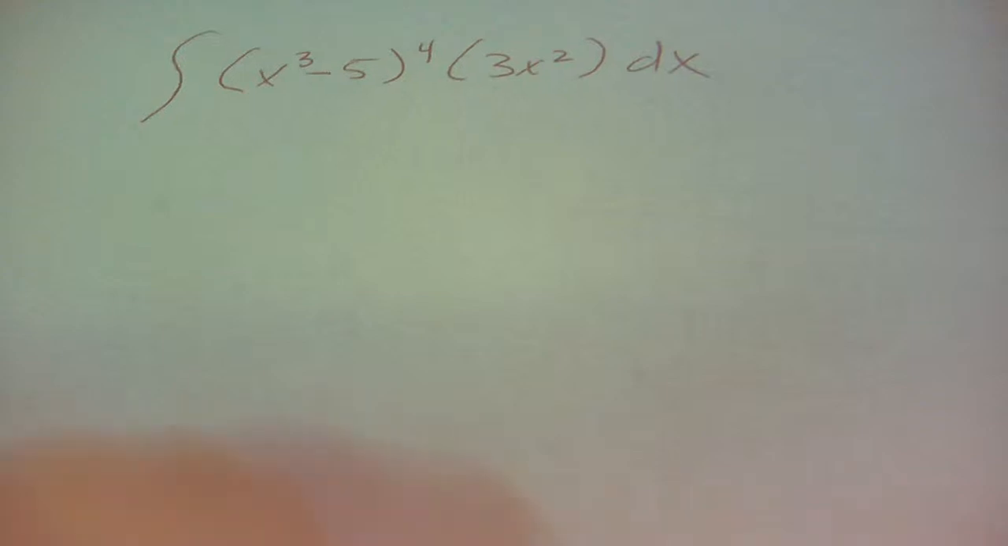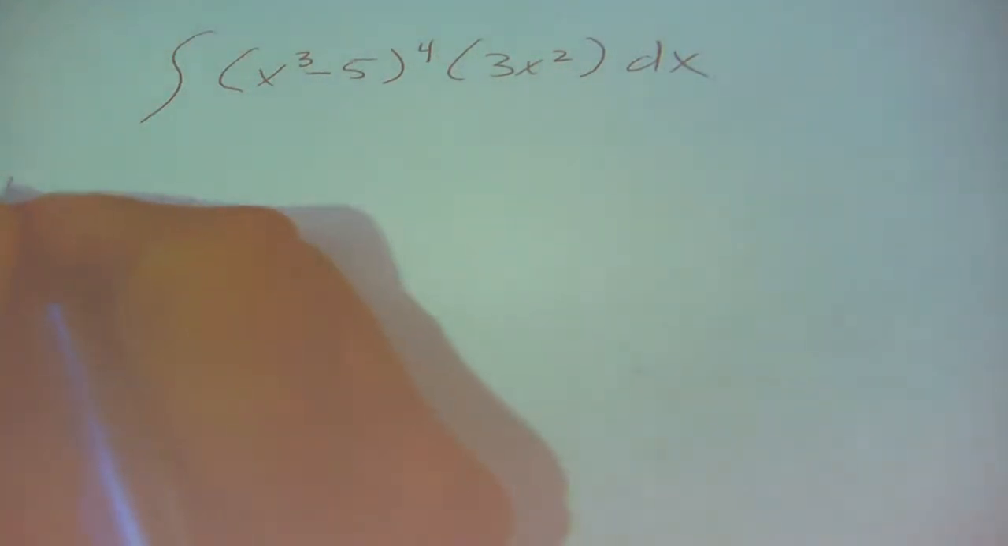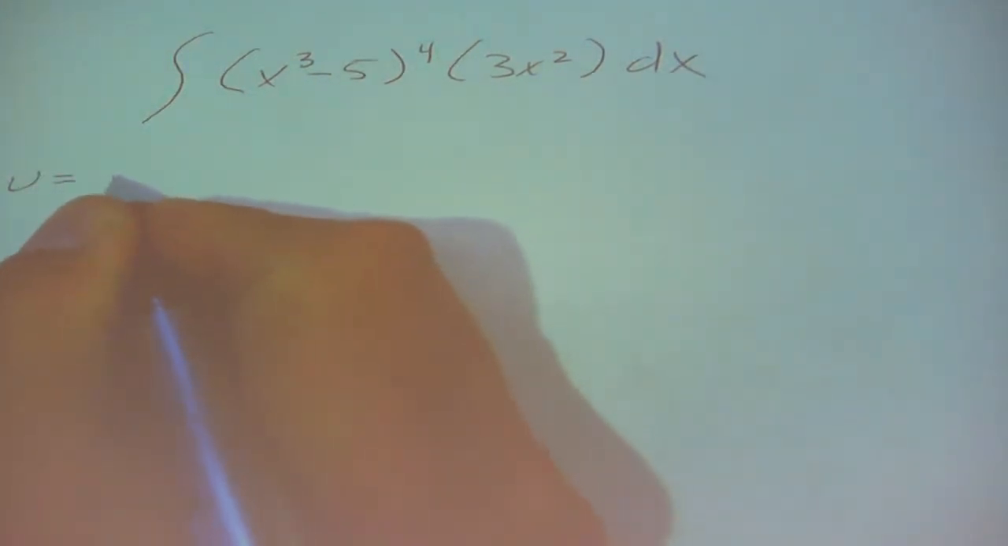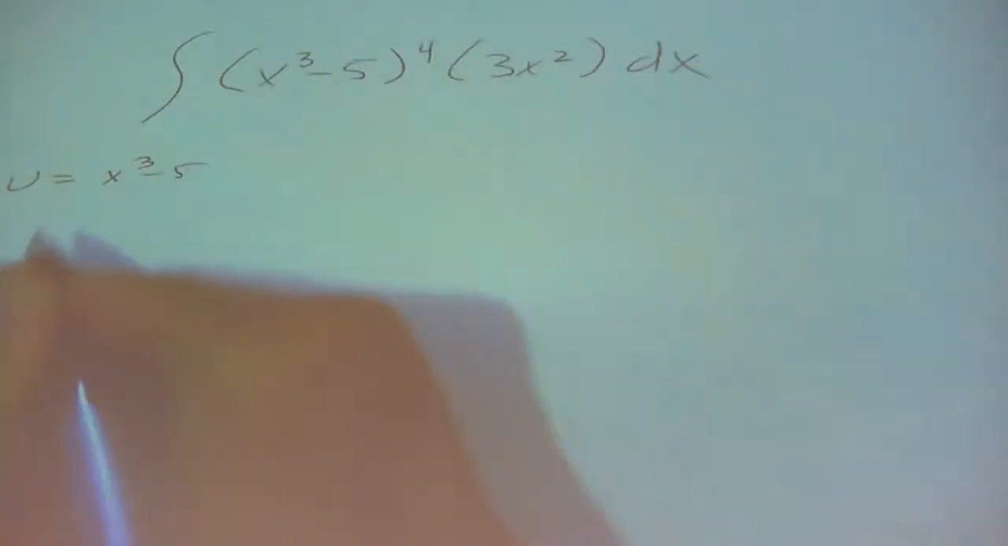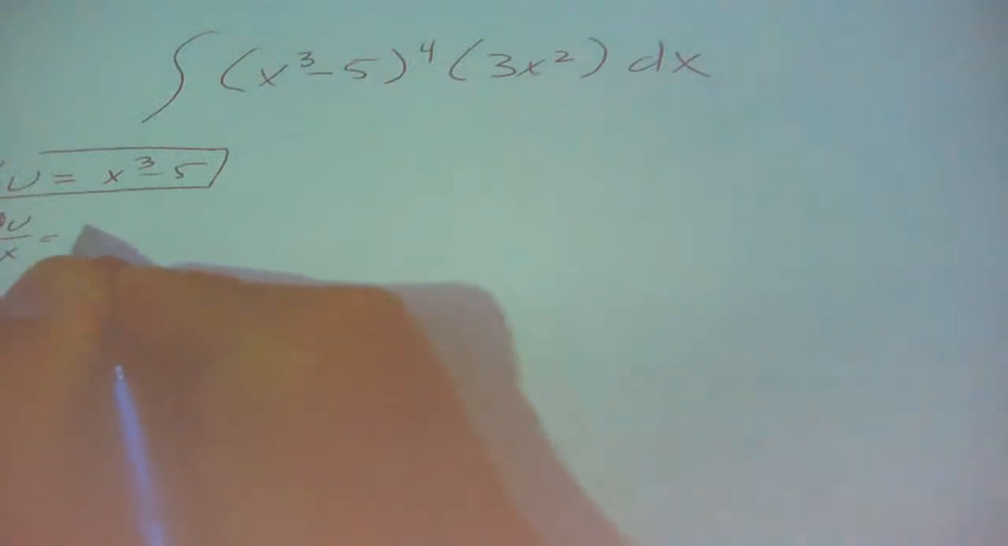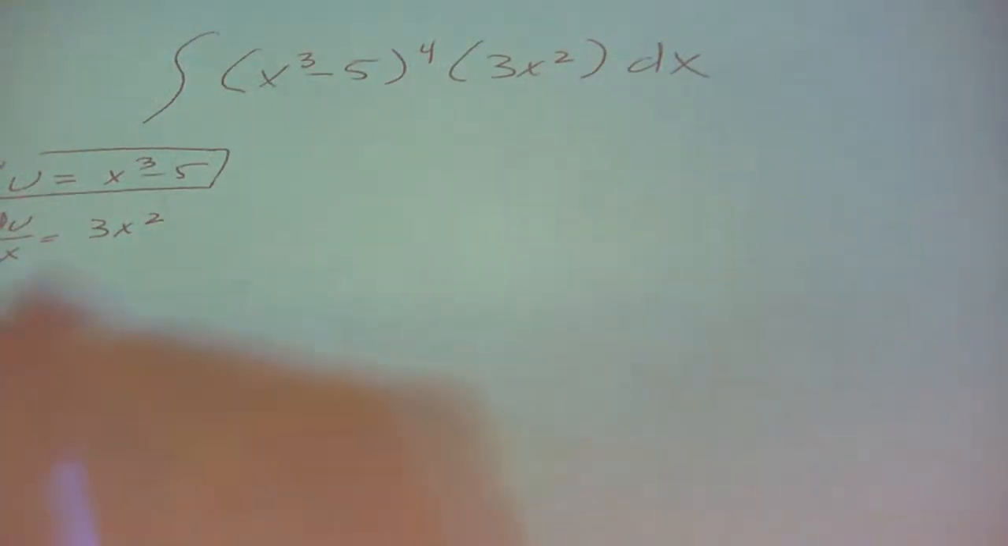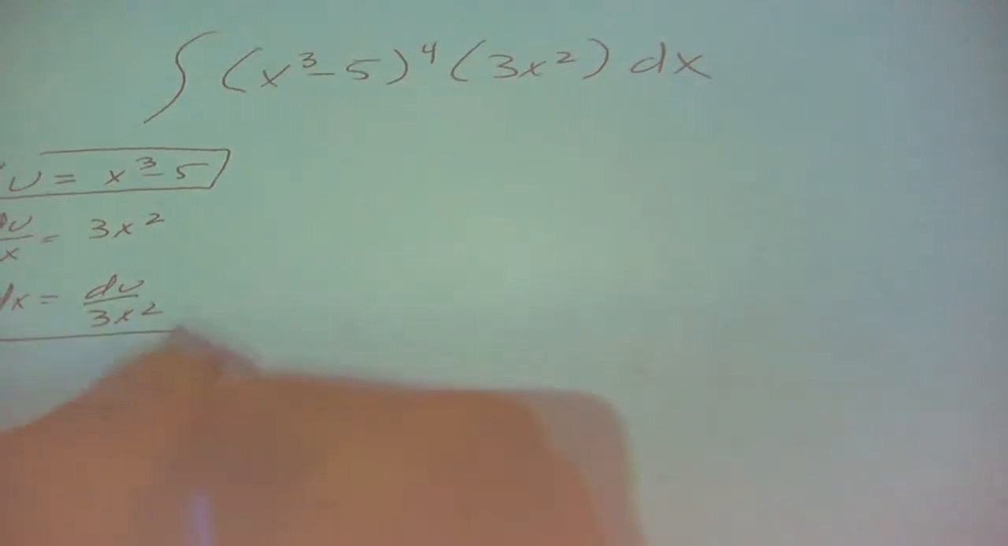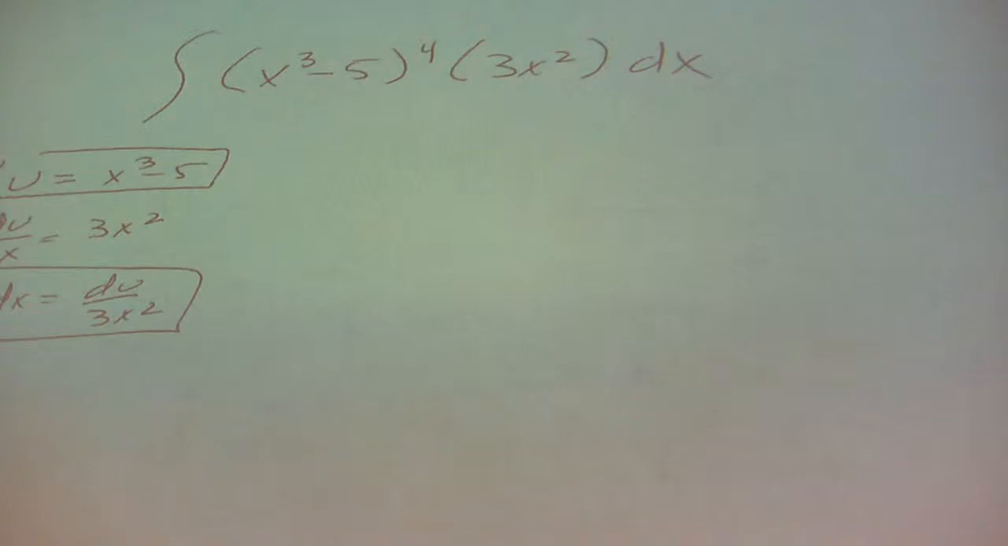Okay, so again, after a while, it starts to click. What's u going to be? x cubed minus 5. When you take the derivative of u with respect to x, that's 3x squared. This will give me dx equals du over 3x squared. Questions there? And again, if you picked a different u, it won't work out. You'll have to back up, try it again.